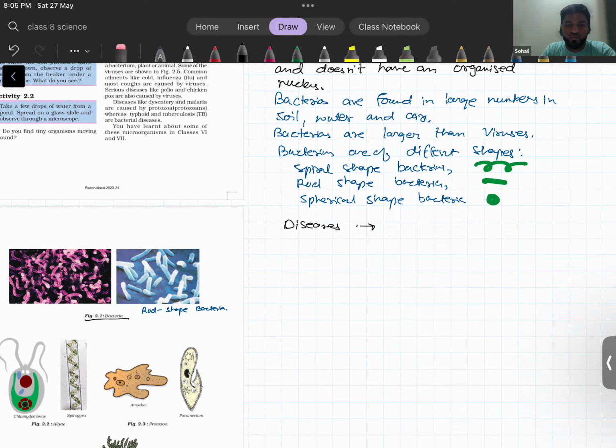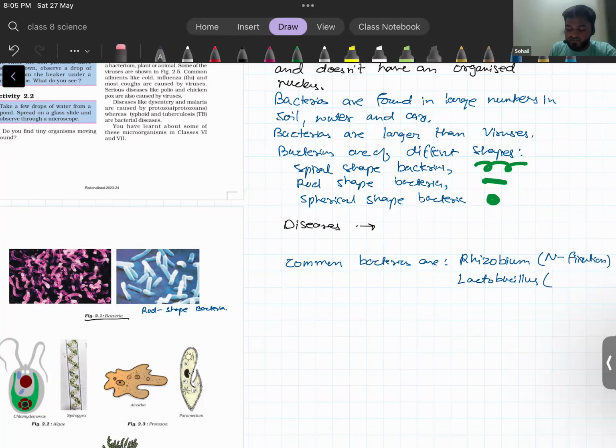Like you have got rhizobium bacteria, you have got lactobacillus bacteria. These are the most common bacteria found in nature. So you'll say that common bacteria are, one is the rhizobium bacteria, another one is the lactobacillus. This rhizobium bacteria has a role to play in nitrogen fixation. And this lactobacillus bacteria helps in the formation of curd. So it is related to curd formation.